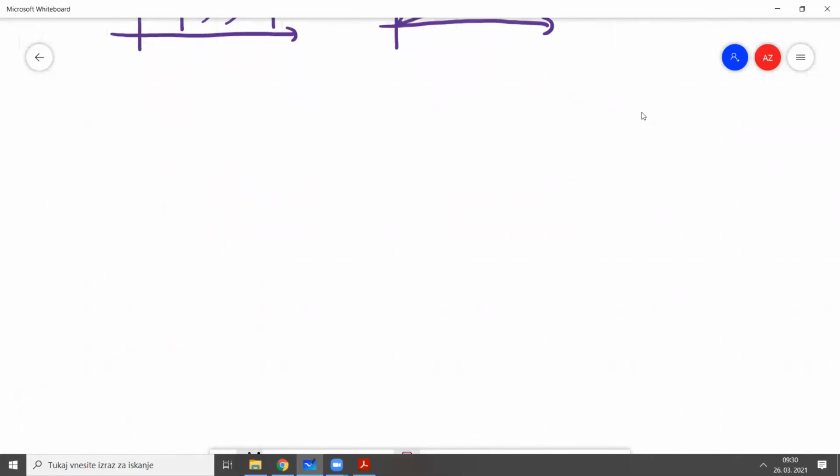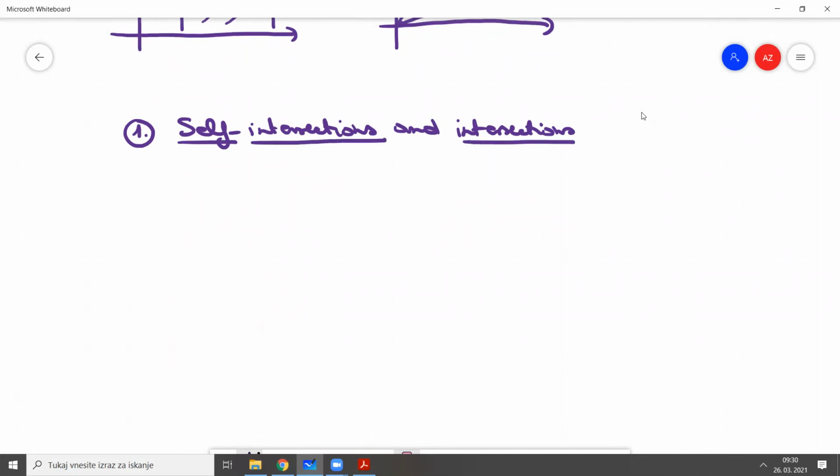So the first topic is self-intersections and intersections. So why did I write self-intersections and intersections? The first problem refers to self-intersection of the given curve.